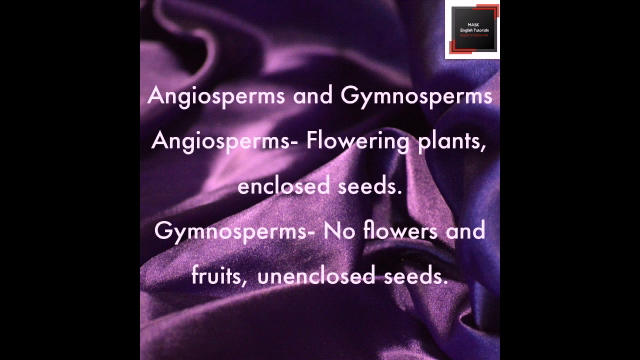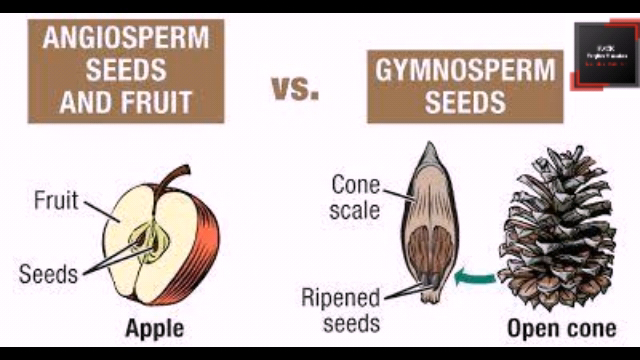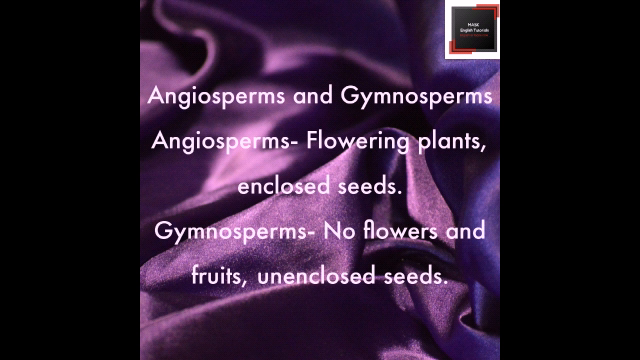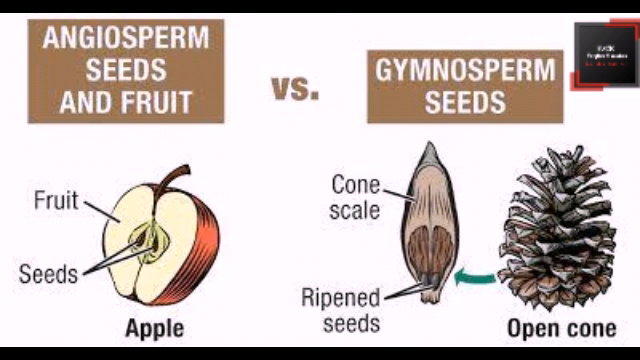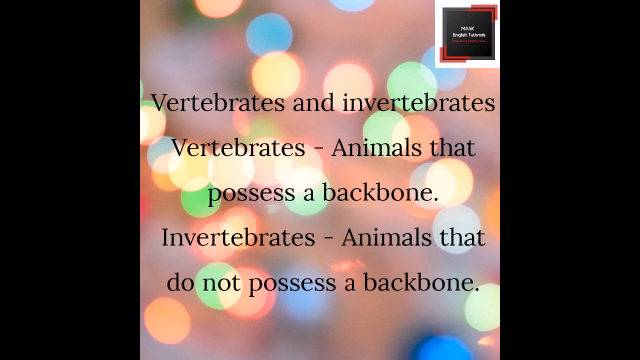Second, differences between Angiosperms and Gymnosperms. Angiosperms. Angiosperms are the flowering plants that have seeds that are enclosed within an ovary. That is usually a fruit. Example, mango and apple. Gymnosperms. Gymnosperms are the plants that have no flowers or fruits and have unenclosed or naked seeds on the surface of scales or leaves. Example, pine and fir.